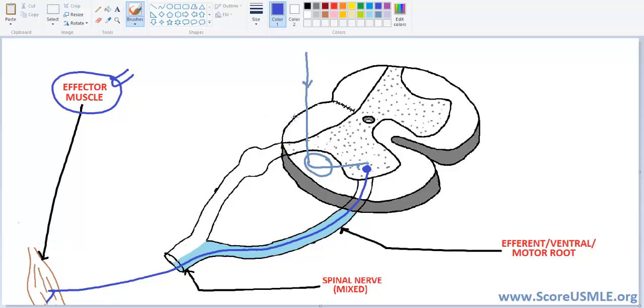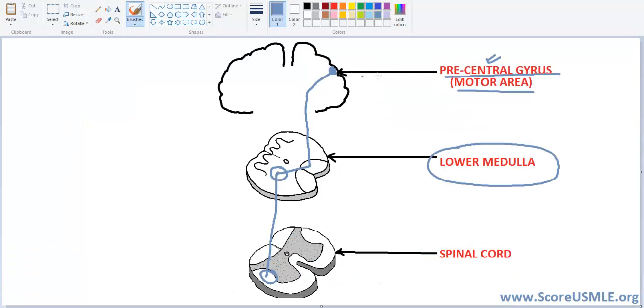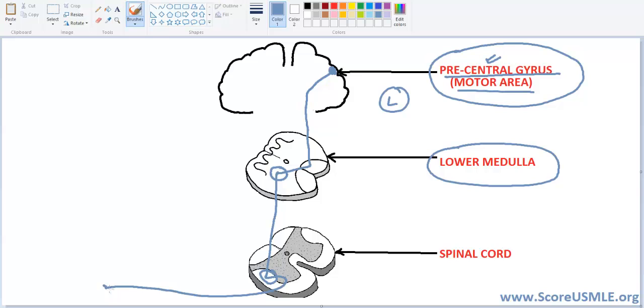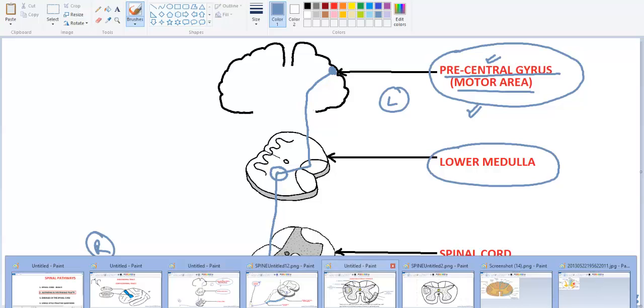But guys, this is how the descending pathway of the corticospinal tract works. But do you also remember that the message started in the precentral gyrus of the left side, while eventually the muscle supplied was of the right side, and hence the representation of the motor pathways is also contralateral. So let's move on to the last slide of this video.